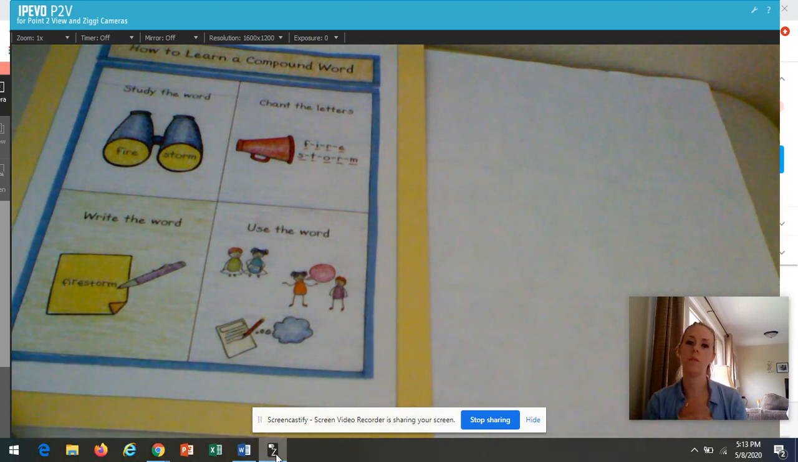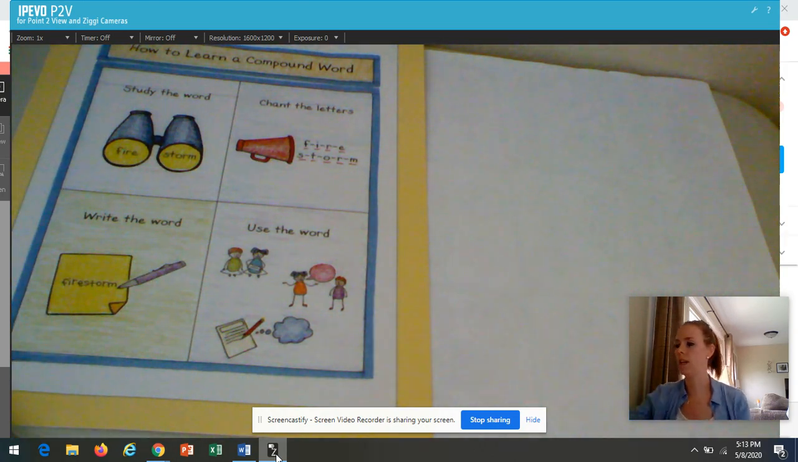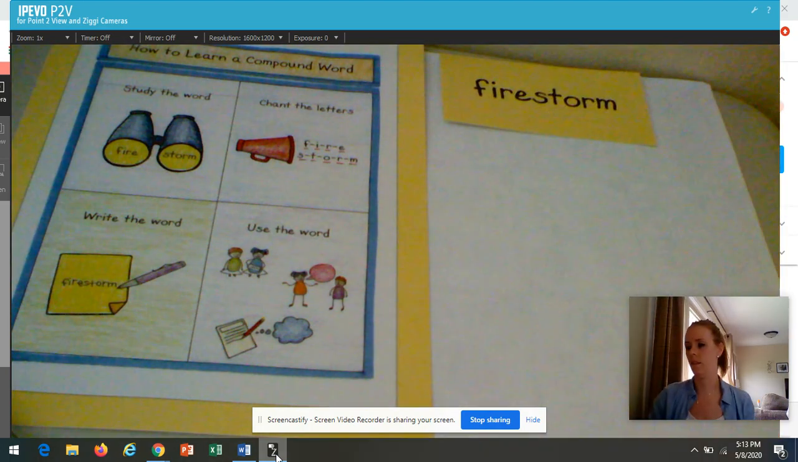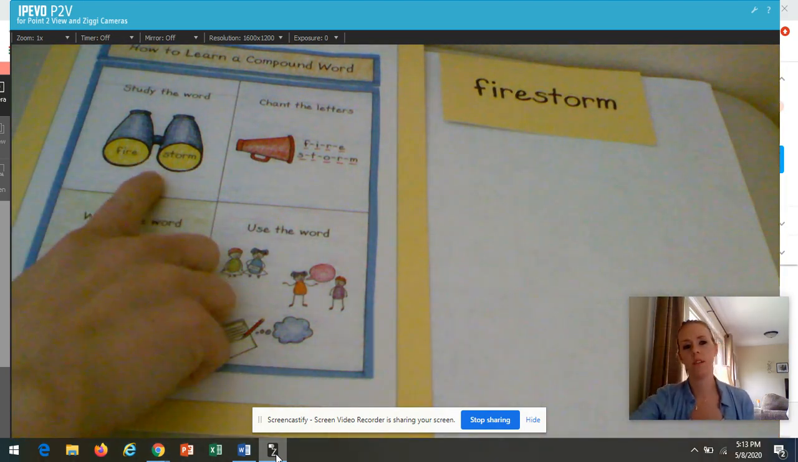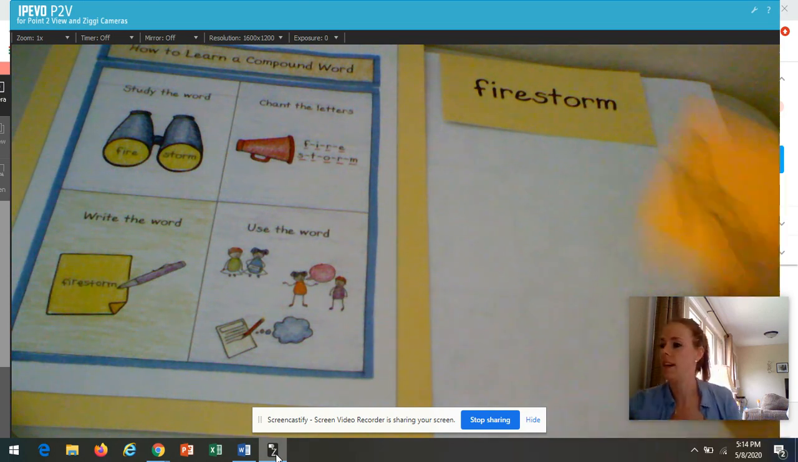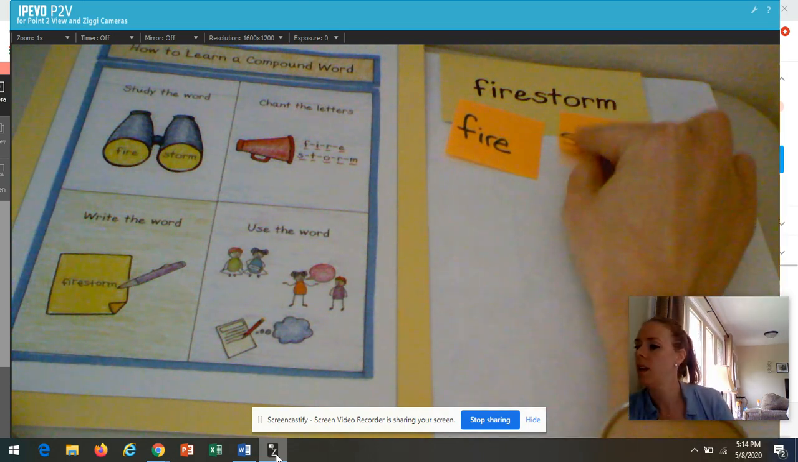So if you don't have a paper and a pencil, I want you to grab that now. You can pause the video. I am going to show you what I mean and how to do this first. So we are going to look at this word, and this word is firestorm. Now, the first thing I do is I'm going to study the word. So I'll look closely at this word and I'll identify the two smaller words that make up this compound word. And I see the word fire and I see the word storm.